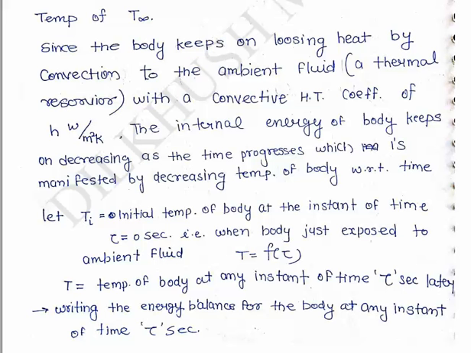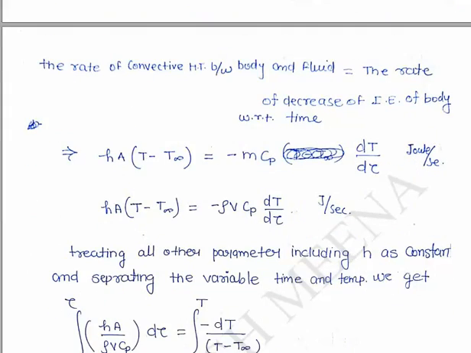Let Ti be the initial temperature of the body at the instant tau equals zero seconds, that is, when the body is exposed to the ambient fluid. T is the temperature of the body at any instant of time tau seconds. Now, writing the energy equation for the body at any instant of time tau, the rate of convection heat transfer between the body and fluid will be equal to the rate of decrease of internal energy of the body with respect to time.